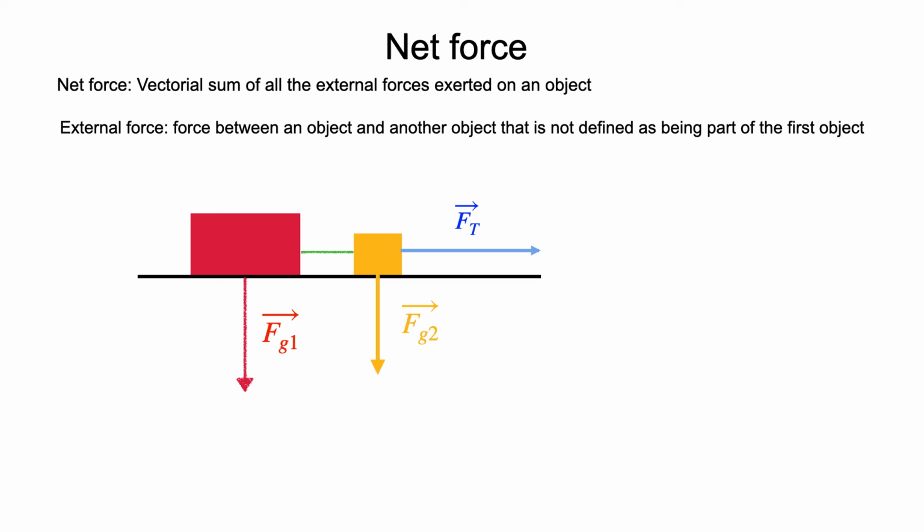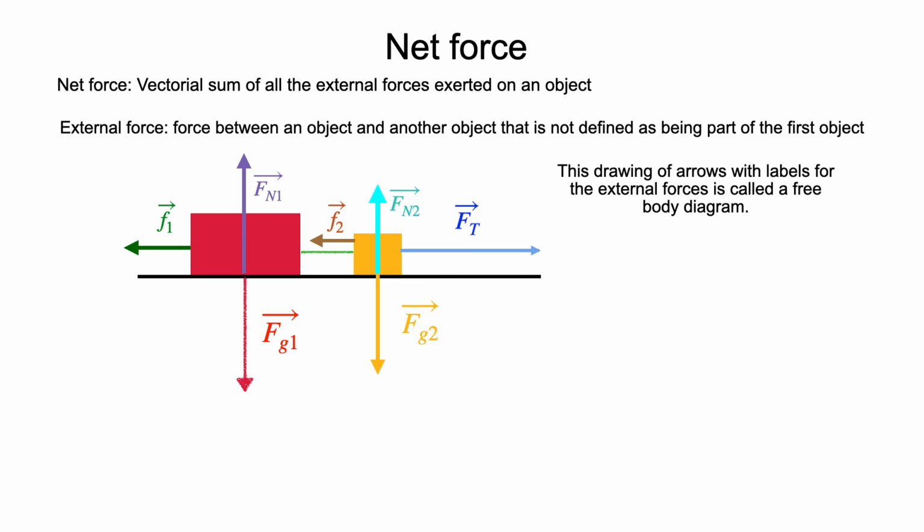Both boxes are touching the ground, so contact forces are present. First, we have the normal forces that make the floor repulse the boxes. Next, we have the frictional forces that oppose the sliding of the boxes along the floor. A drawing that shows all the external forces on an object as labeled arrows with their proper directions is called a free body diagram. The net force is the sum of all these external forces.